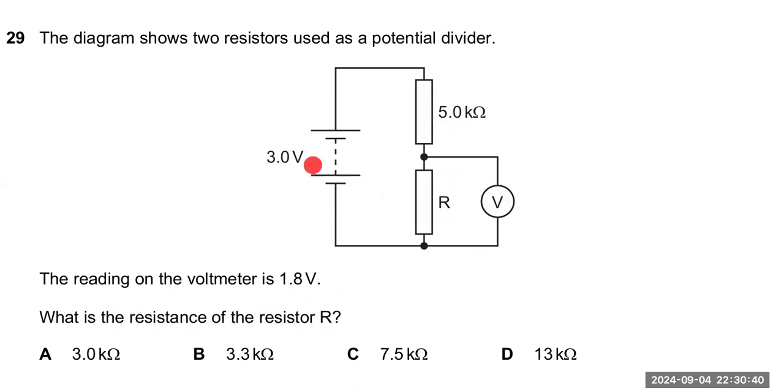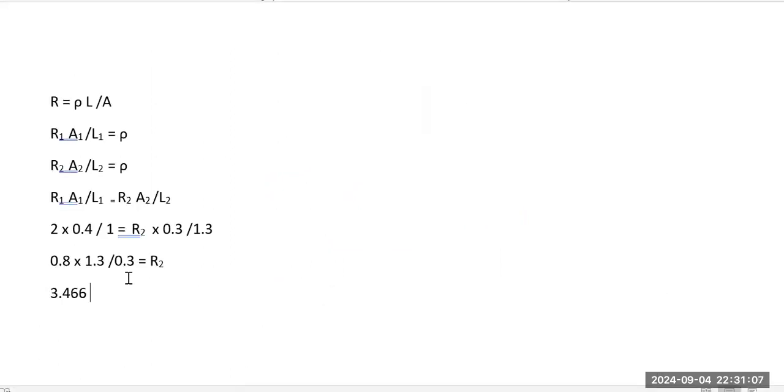I am repeating that the total potential you are applying is 3 volt, from which 1.8 is shown by this voltmeter across R. You have to find the value of R, and 3 minus 1.8, you will get 1.2 volt. That 1.2 volt will be used by the 5 kilo ohm resistor. So we are going to the word file, then you can easily understand.